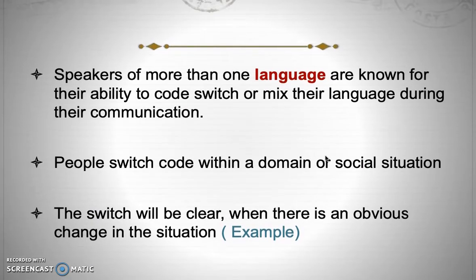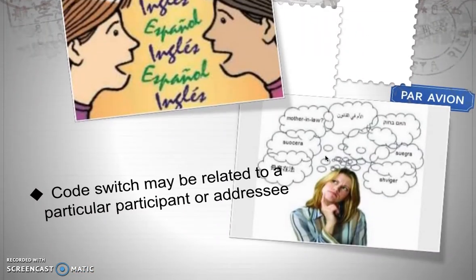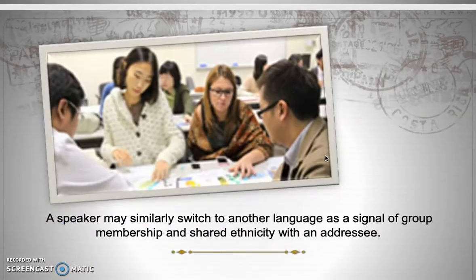Okay, let's continue. Speakers of more than one language are known for their ability to code switch or mix their languages during communication. People switch code within a domain or social situation, and the switch will be clear when there is an obvious change in the situation. So here you can see the example. Code switching may be related to a particular participant or addressee.